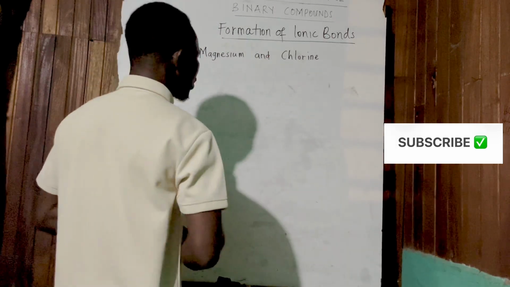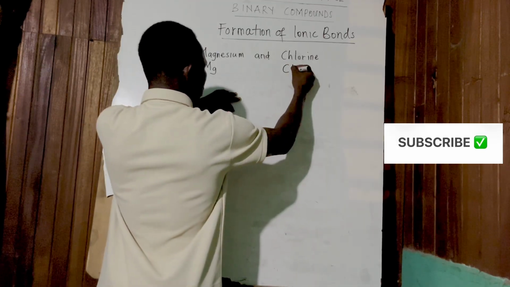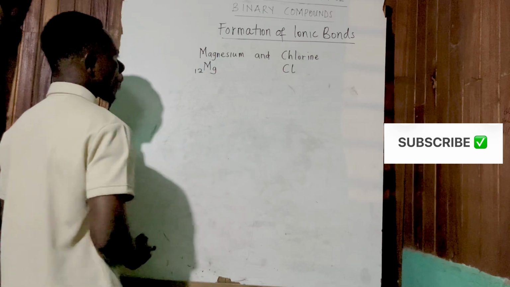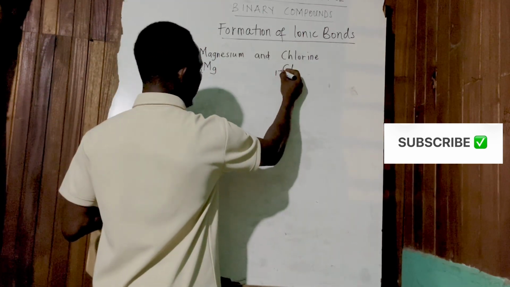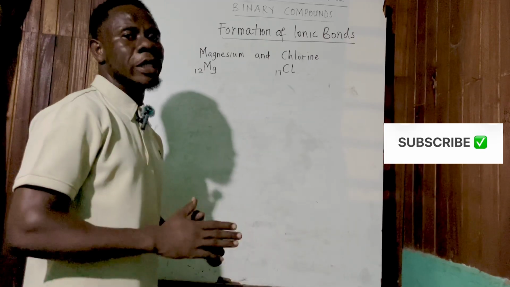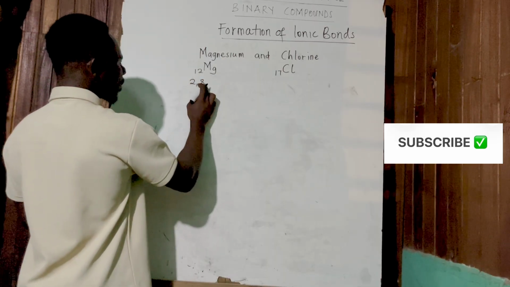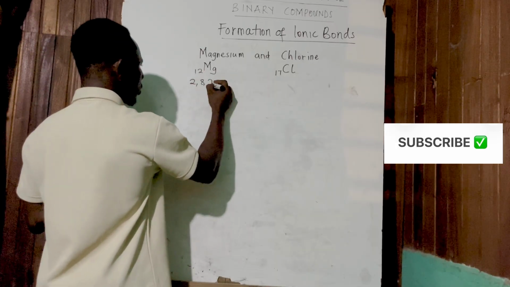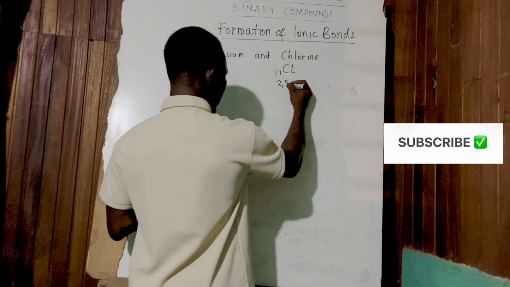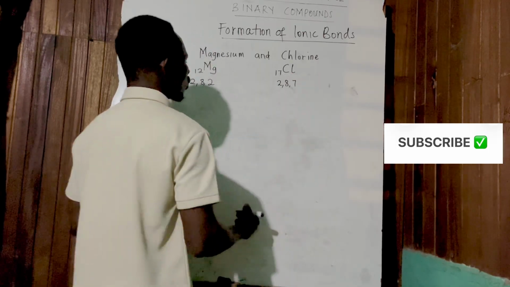Magnesium has the symbol Mg. Chlorine has the symbol Cl. Magnesium on the periodic table has atomic number 12. Chlorine has atomic number 17. Now let's write the electronic configuration of magnesium and chlorine. Magnesium: first shell takes 2, second takes 8. 2 plus 8 is 10. How many more is needed to obtain 12? That is 2. Chlorine is 17. First shell takes 2, second shell takes 8. 2 plus 8 is 10. How many more is needed to obtain 17? That is 7. So 287.